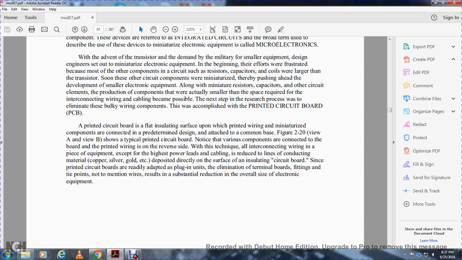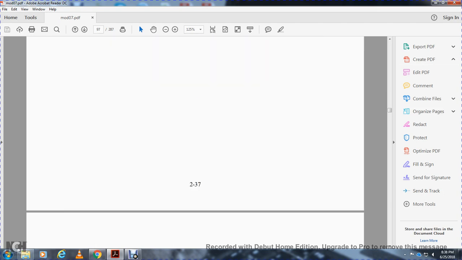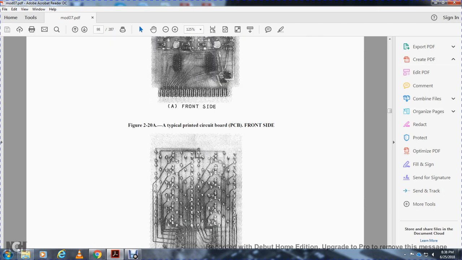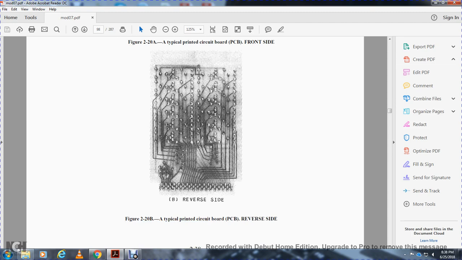With this technique, all interconnecting wiring in each piece of equipment, except for the highest power leads and cables, is reduced to lines of conducting material such as copper, silver, and gold deposited directly on the surface of the insulating circuit board. Since printed circuit boards are readily adapted to plug-in units, eliminating terminal boards, fittings, tie points, and not to mention wires, the result is a substantial reduction in the overall size of electronic equipment. The figure shows a picture of a typical printed circuit board and the reverse side wiring.